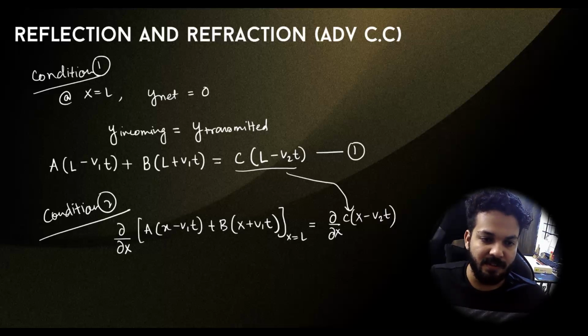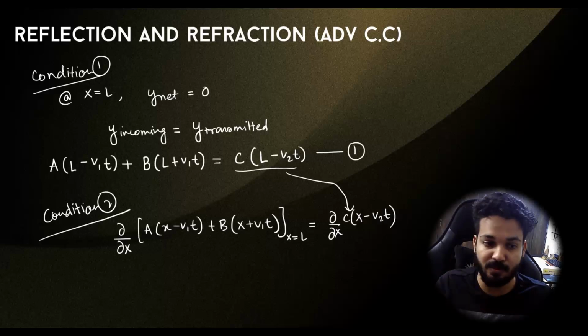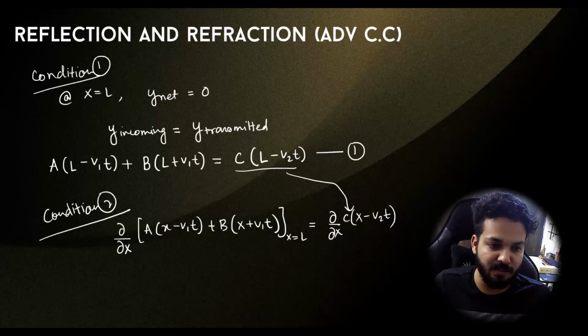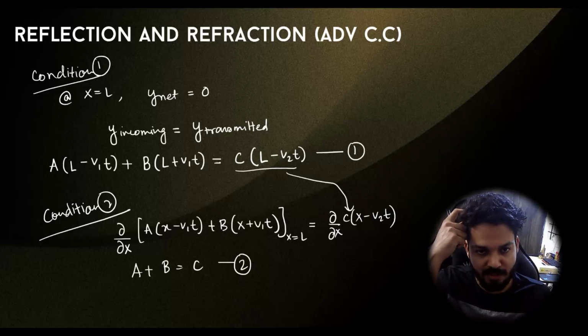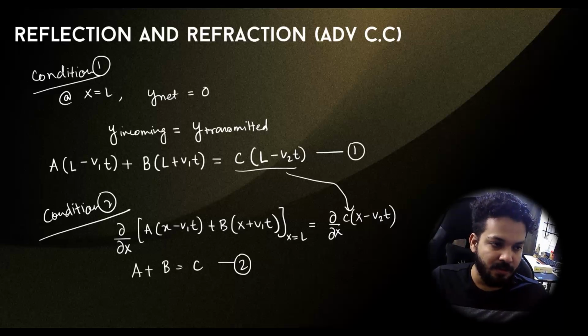Okay, so if I differentiate this, you will notice we're doing partial differentiation, so time we will take as constant. If you do that, this equation will simply become a + b = c, because all that v1t and v2t, all of those things will cancel. So I get two equations that I can use to find a relationship between a and c, or a and b.